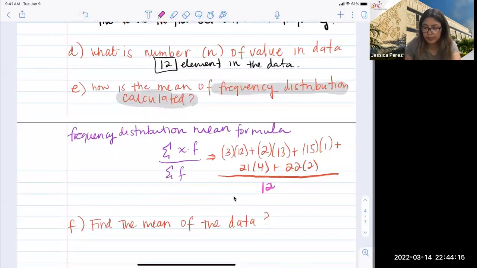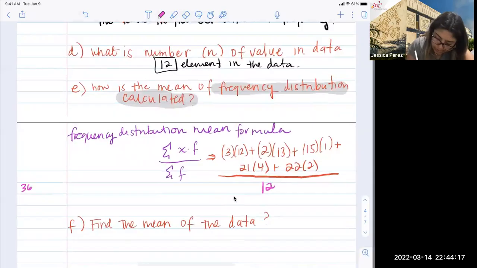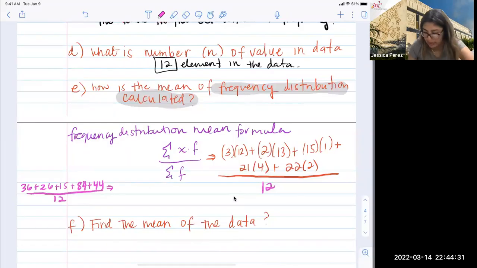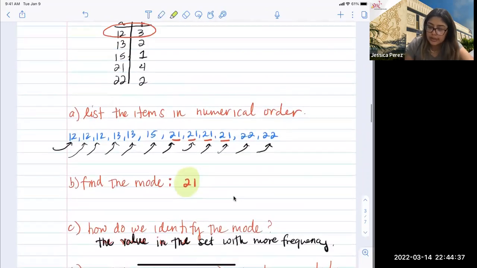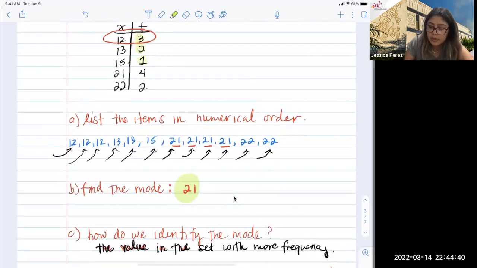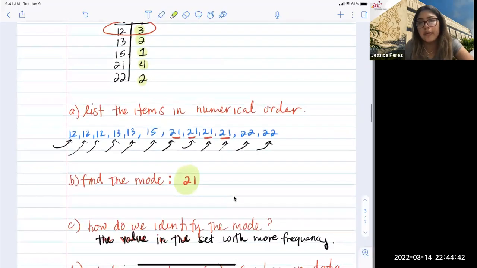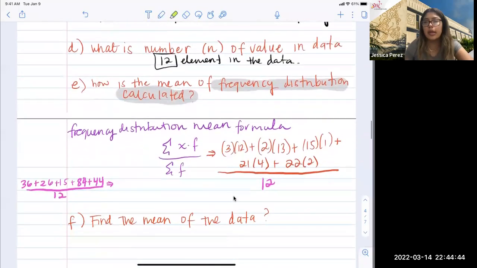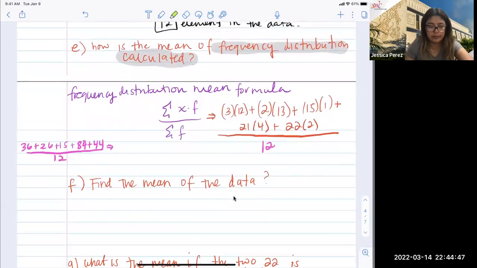So then if I calculate it, it's going to be 36 plus 26 plus 15 plus 84 plus 44 all over 12. So let's find what that number is. Punch that in your calculator. Again, 12 is the sum of the frequency. So all I did was add 3 plus 2 plus 1 plus 4 plus 2. That gave me 12. Okay. If you're still kind of confused, where did I get that 12 from?